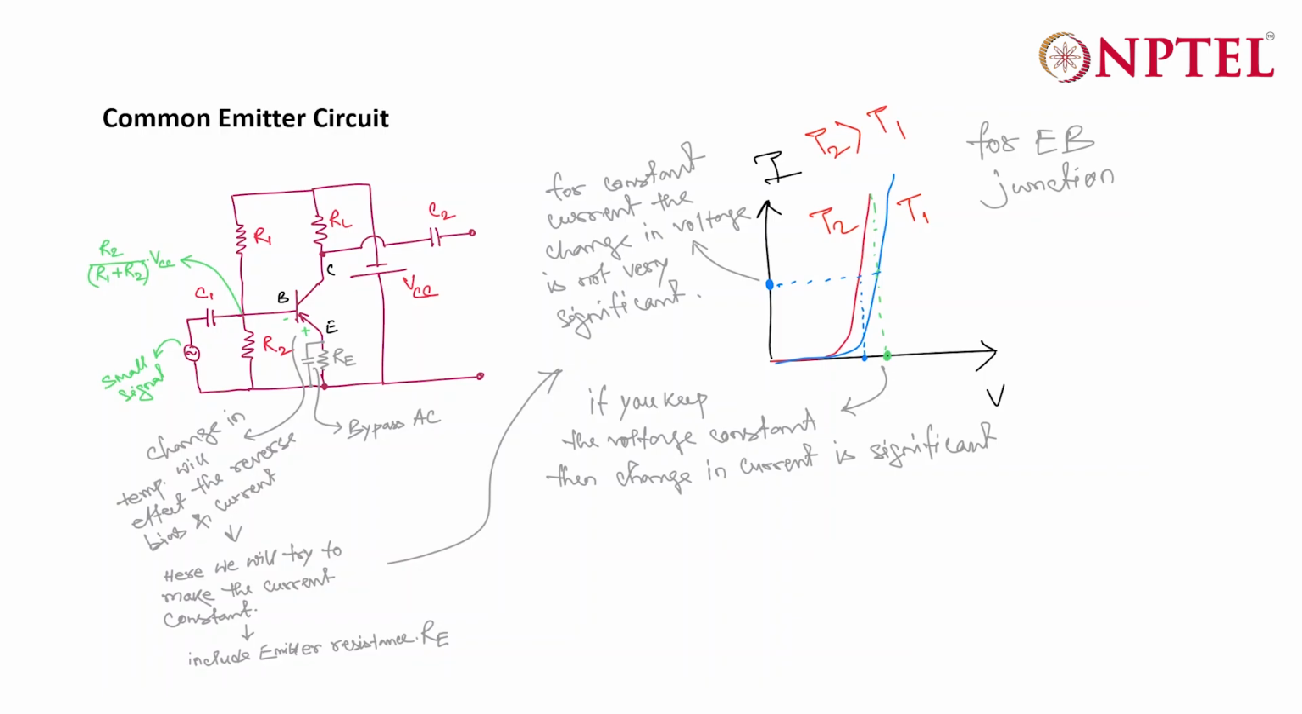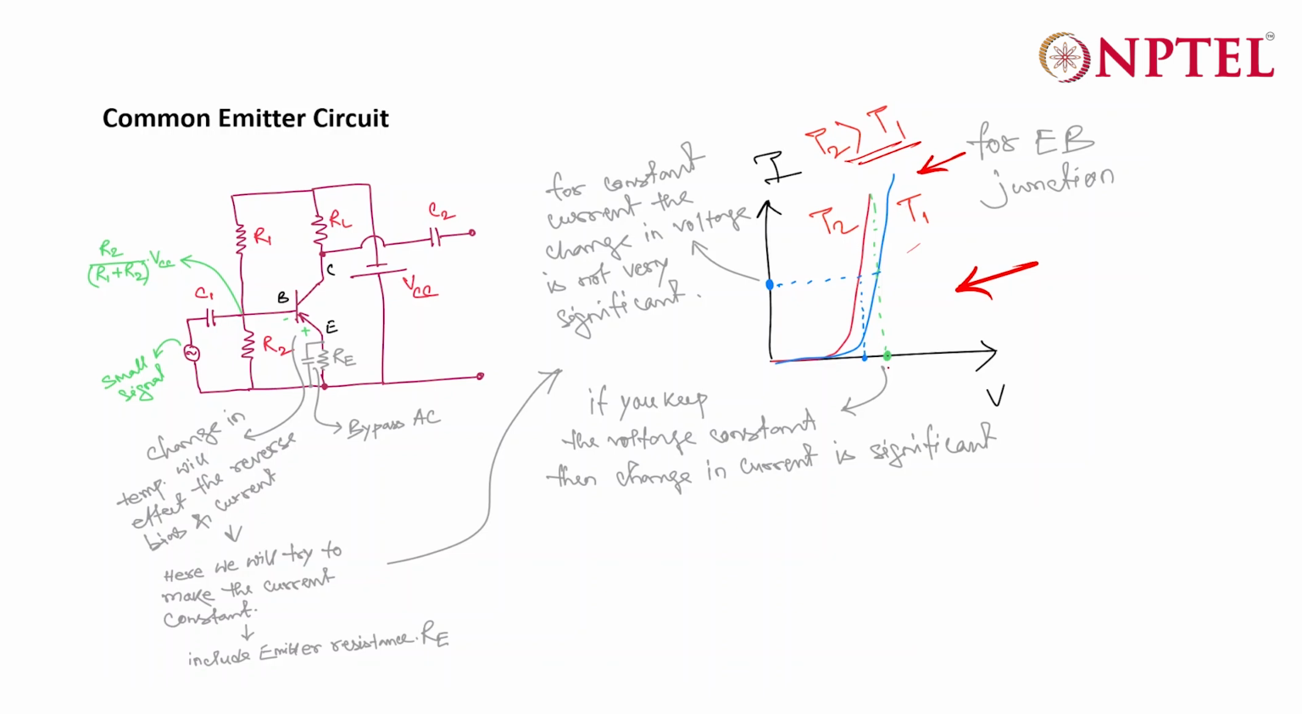Now, in such a situation, what people generally do, they try to maintain the current, or they try to make the level of the current constant throughout. In that case, you will find that the change in voltage is very small, which can be understood by this plot. Here I have drawn two different forward bias junction plots because your EB junction is in forward bias. So I have drawn two forward junction plots wherein you can see that if your T2 is greater than T1, your plot will look like this.